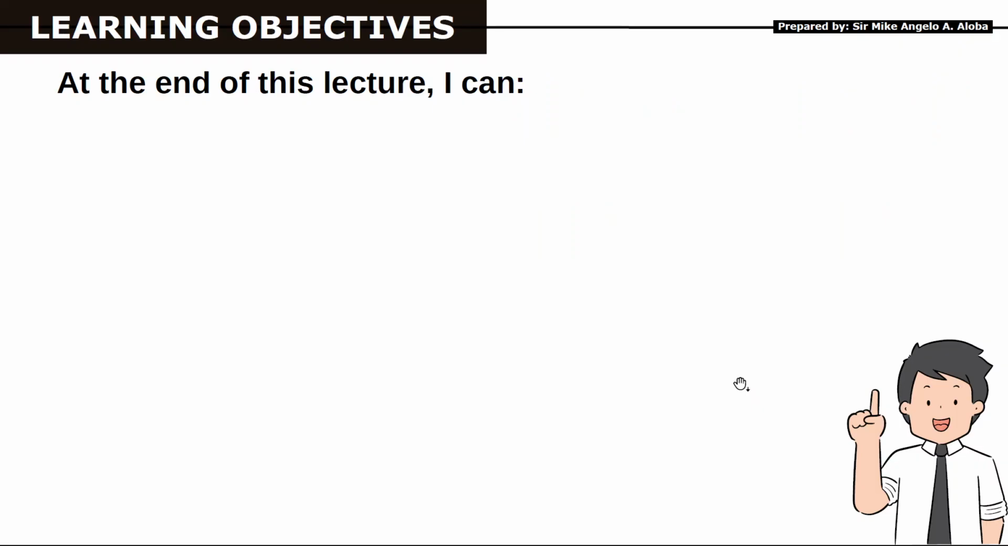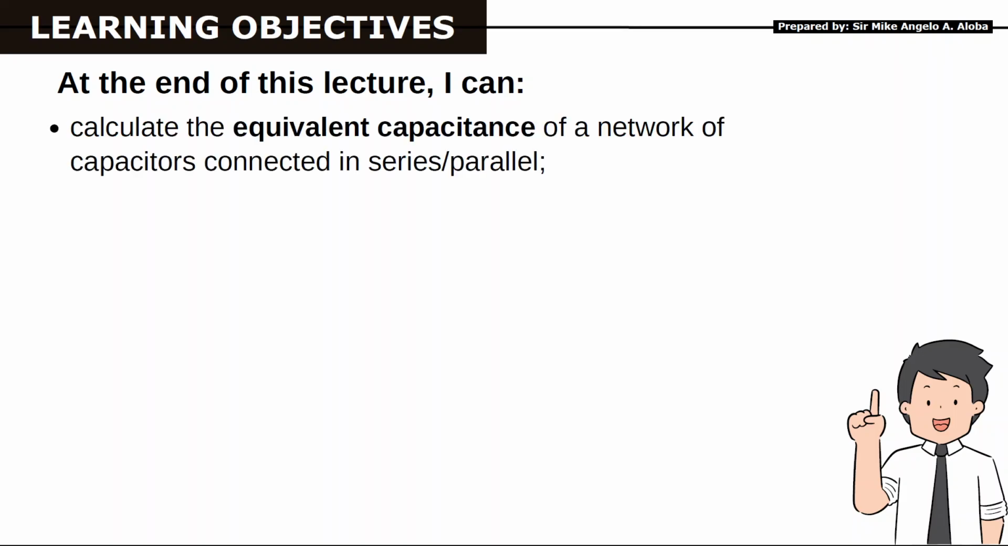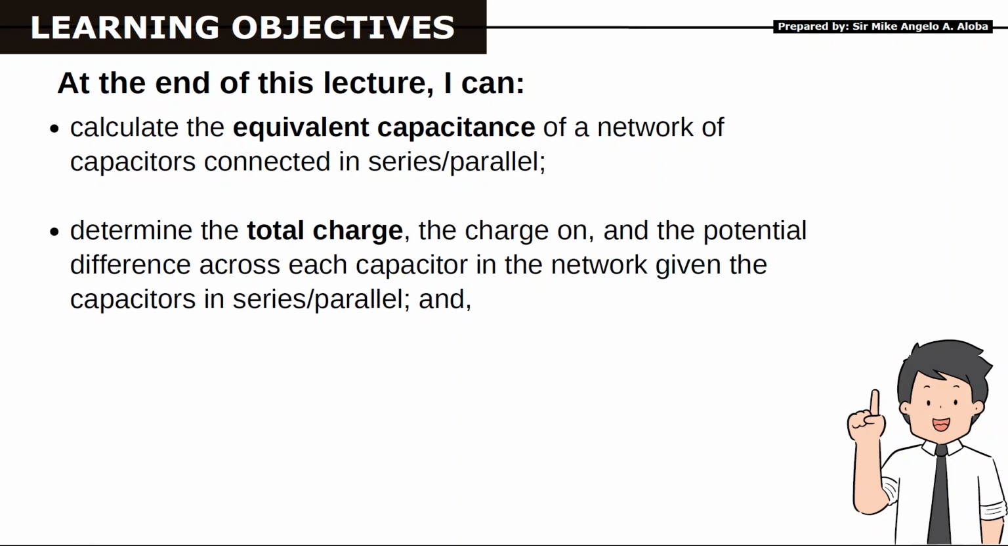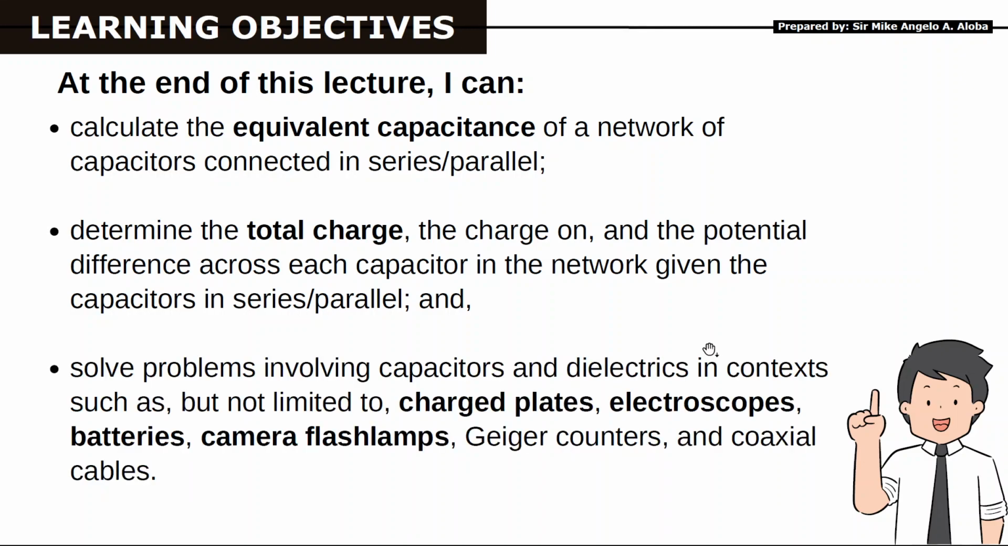At the end of this lecture, you should be able to calculate the equivalent capacitance of a network of capacitors connected in series and parallel, determine the total charge, the charge on, and the potential difference across each capacitor in the network given the capacitors in series and parallel, and solve problems involving capacitors and dielectrics in contexts such as, but not limited to, charge plates, electroscopes, batteries, camera flash lamps, Geiger counters, and coaxial cables. So let's get started.